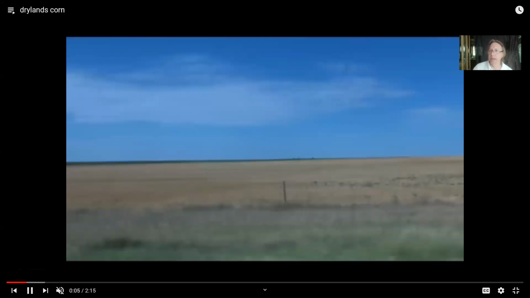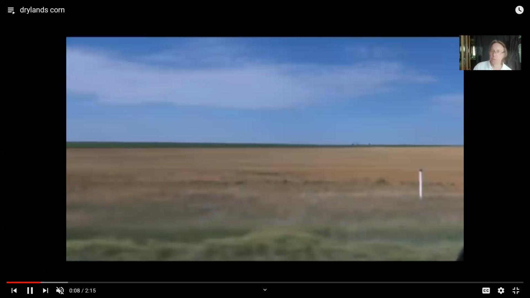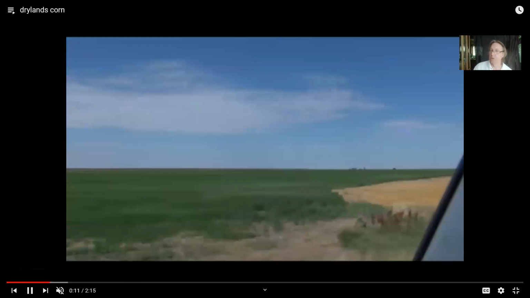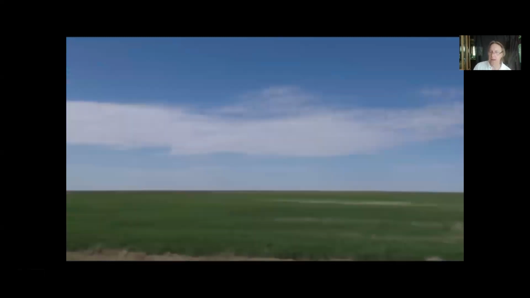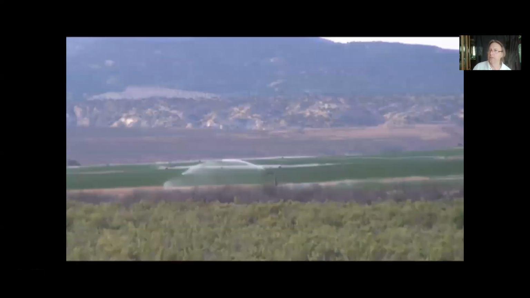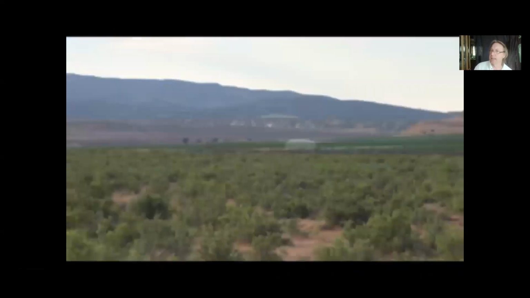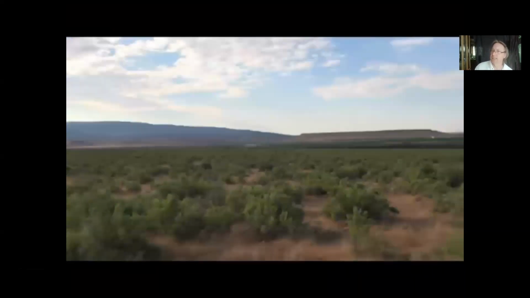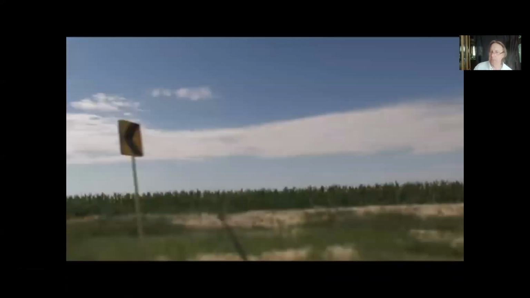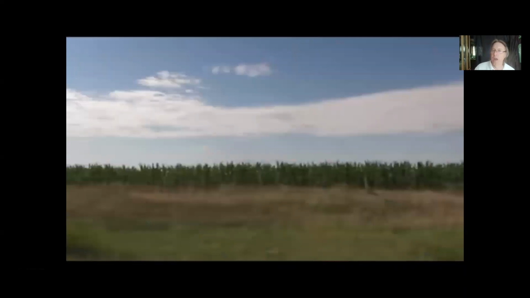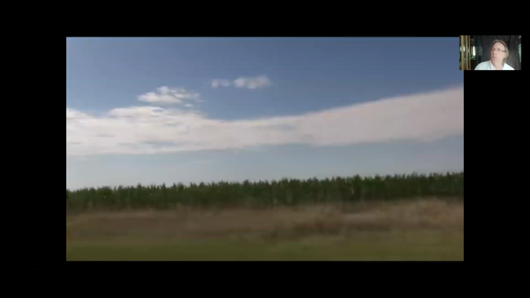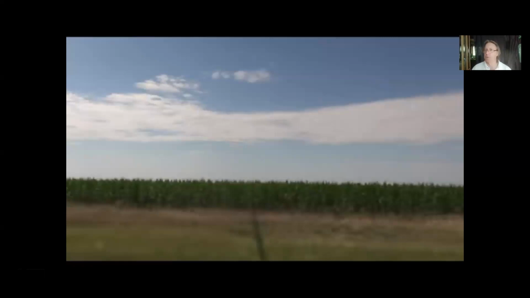Another example of water scarcity would be what plants can be grown. Once again, you can see here these patches of green corn in the middle of the Midwest. Here, genetically modified crops that use less water become important in an area.